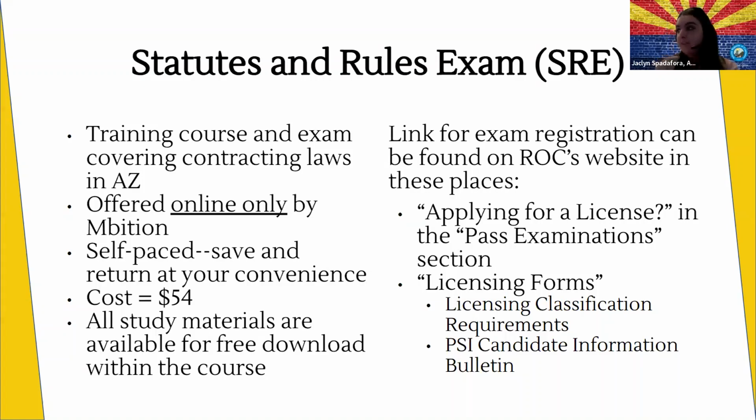You can find the link for the registration on the ROC's website. It's under the Applying for a License in the Pass Examination section. It's also under the Licensing Form tab under License Classification Requirements. You can also find the PSI Candidate Information Bulletin under that licensing heading.